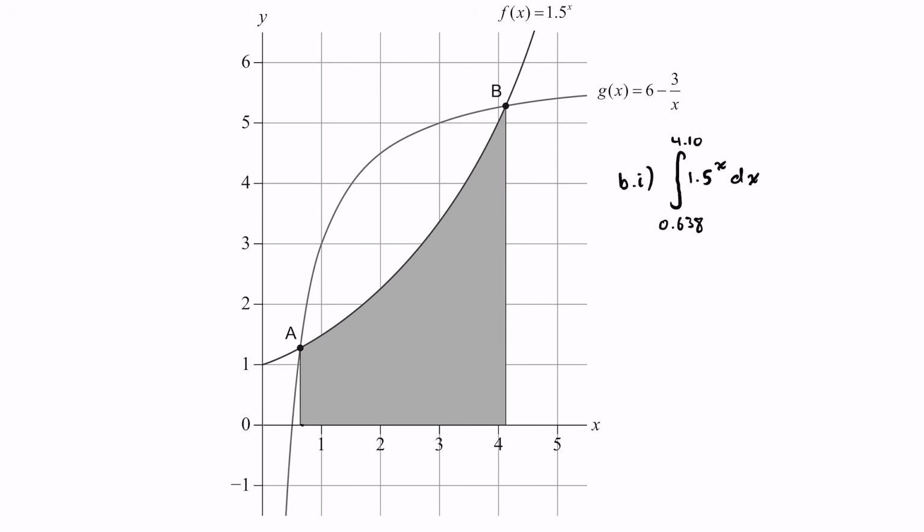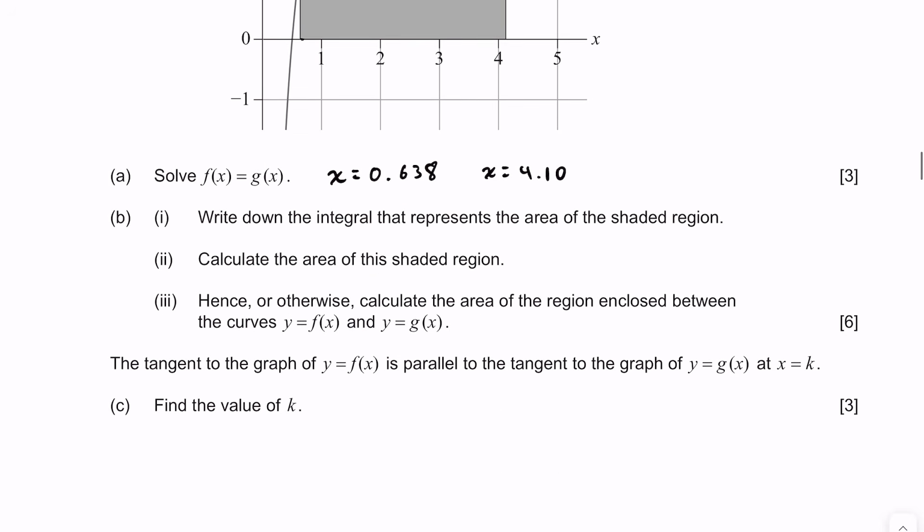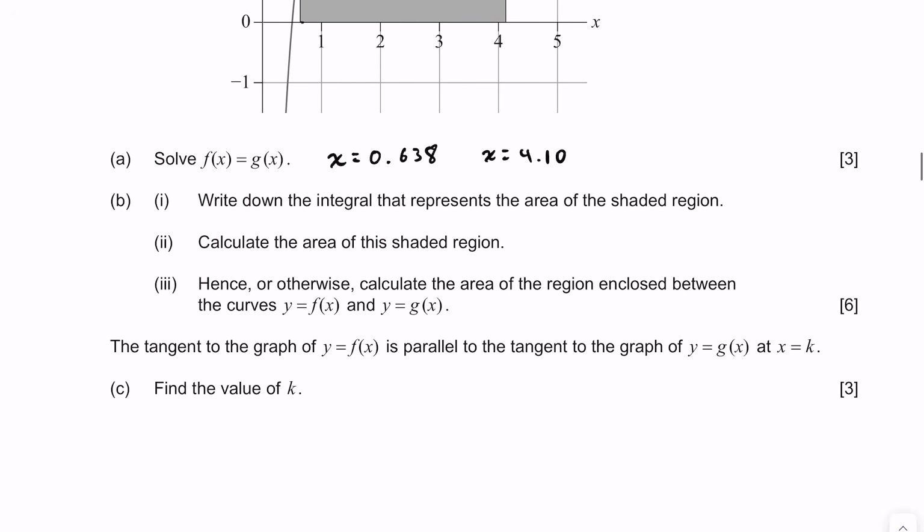All right, so once again, the integral is the sum. The sum of what? Well, all of these vertically placed tiny little rectangles that we line up here. Starting at what point? Well, this lower bound, going up to this upper bound of 4.10. And what is the function itself? Well, 1.5 to the power of x. And dx just means these tiny little rectangles here. All right, so that is the integral that represents the area of the shaded region.